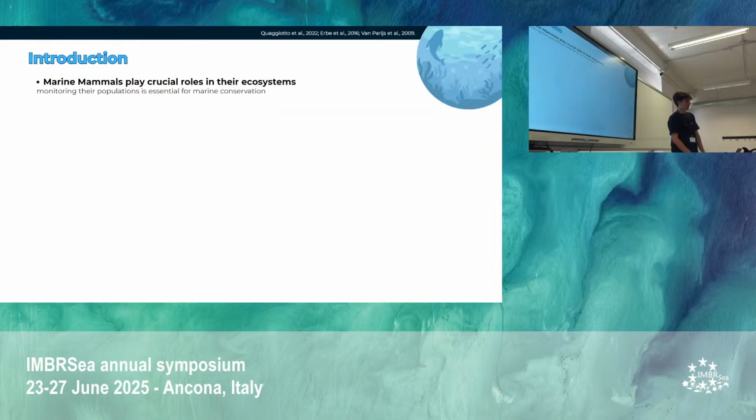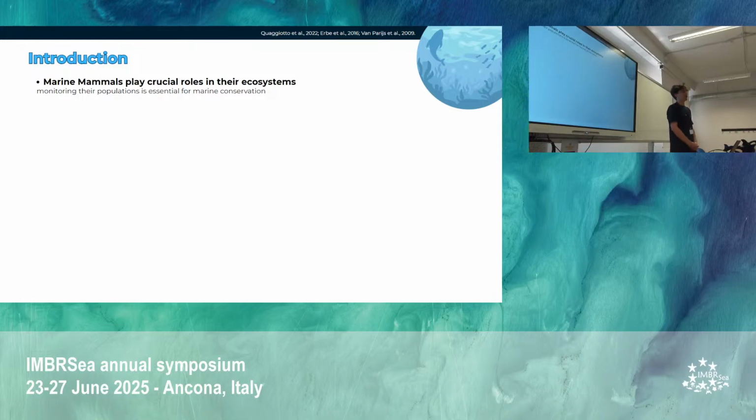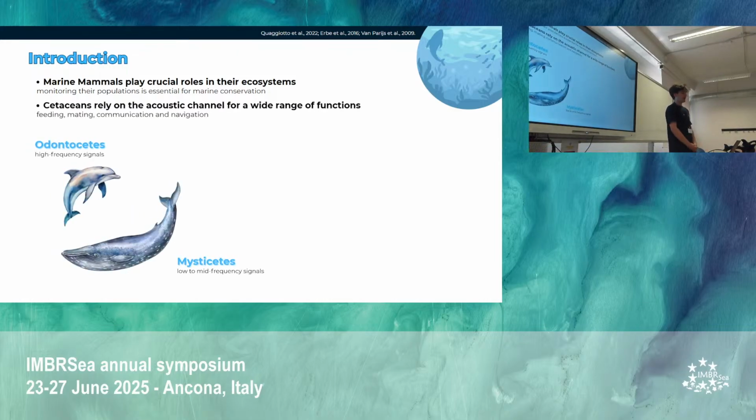To start talking about my research, I have to say that cetaceans, marine mammals, are very important for their ecosystem. They play crucial roles and provide a bunch of ecosystem services. Therefore, monitoring their population is essential when we talk about marine conservation. These animals adapt themselves very well to life on the water, and one of these adaptations is the use of the acoustic channel for a lot of functions, such as feeding, mating, communication, and navigation. Different groups of species have developed different strategies.